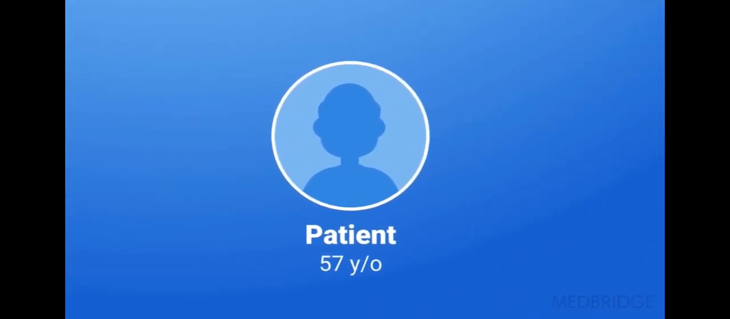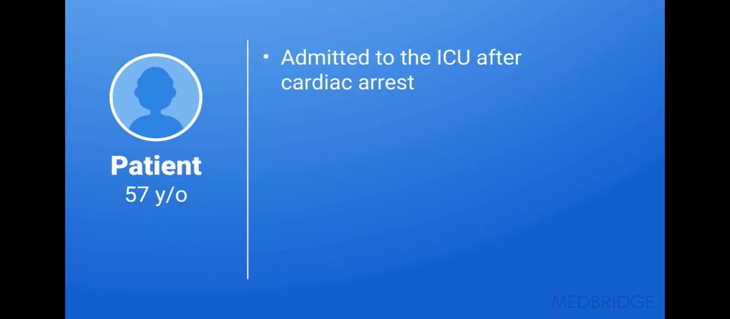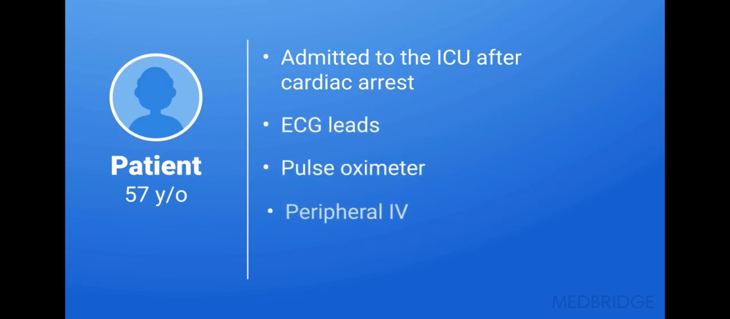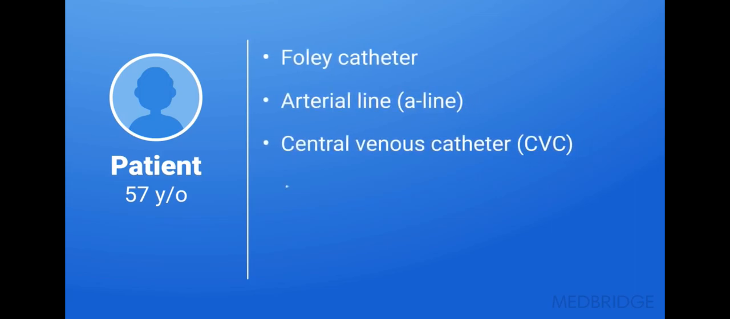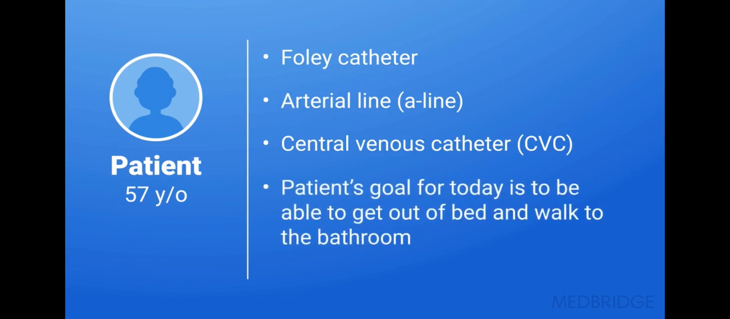Take a look at the first case. A 57-year-old patient was admitted to the intensive care unit after cardiac arrest. Lines and leads attached to the patient include ECG leads, a pulse oximeter, a peripheral IV, Foley catheter, an arterial line, and a central venous catheter. And the patient's goal for today is to be able to get out of bed and walk to the bathroom.